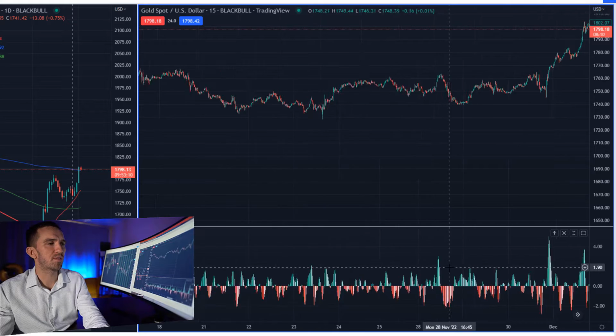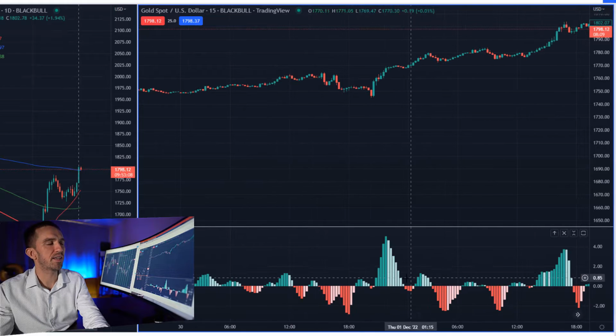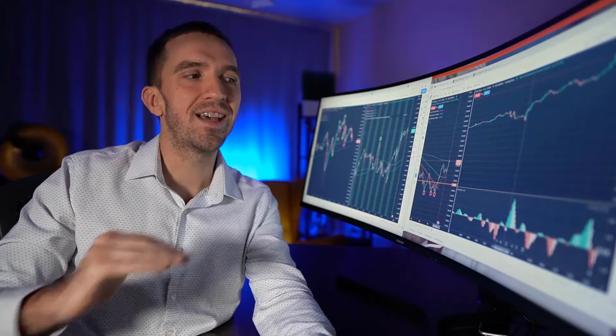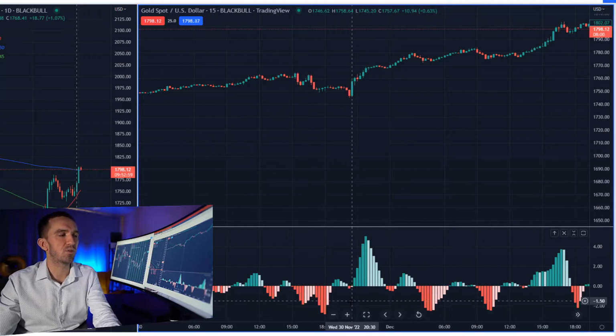If I zoom, you will see that it clearly displays in green when the AC is above the zero line, and it's in red when the AC is below the zero line. And pretty much that's all with the accelerator oscillator. It has no parameters, just the zero line, and this is what I use in this strategy.